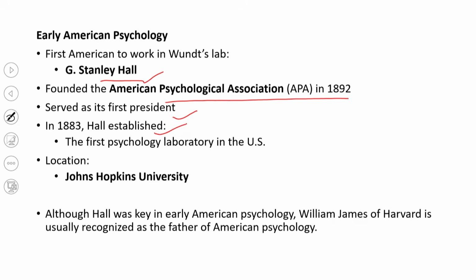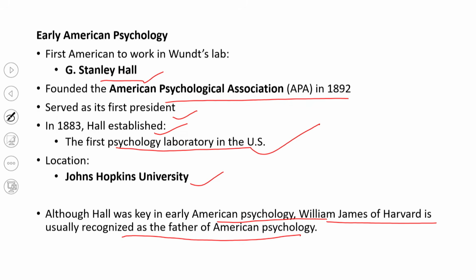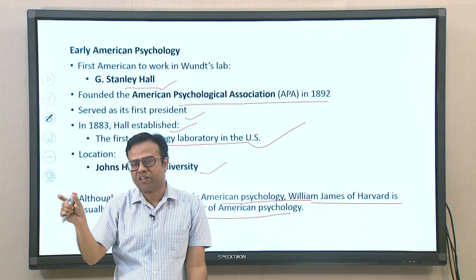In 1883, Stanley Hall established the first psychological laboratory in the US. So, he started working with Wilhelm Wundt's laboratory, and then he established a psychological laboratory in the US first, at Johns Hopkins University. Although Hall was one of the first key persons in American psychology, William James of Harvard University is generally recognized as the father of American psychology. So, these are very important persons who contributed to psychology in the initial years, particularly in America. William James also developed a lot of understanding and schools of thought, which we will look into, and is called the father of American psychology.